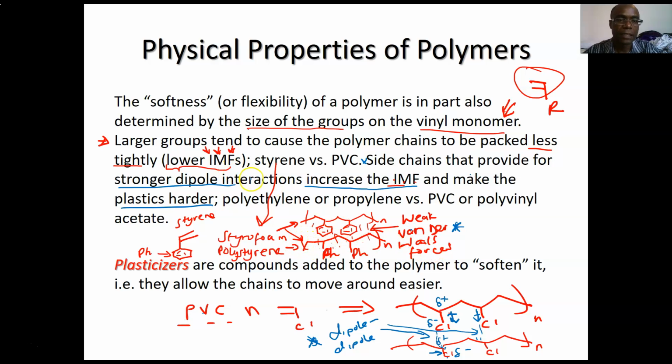Okay, so the side chains usually help. And again, we said larger groups tend to cause the polymer chain to be packed less tightly. Phenyl group is a large group compared to the Cl. Okay, the softness is determined by the size of the group.